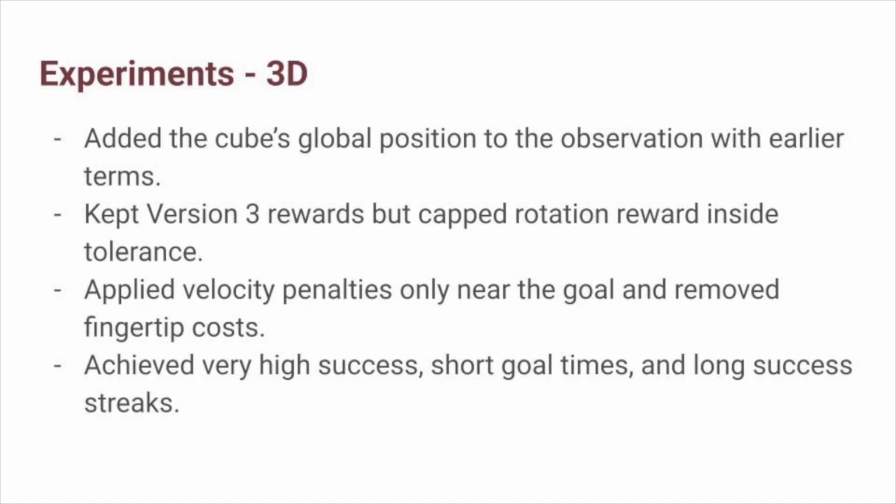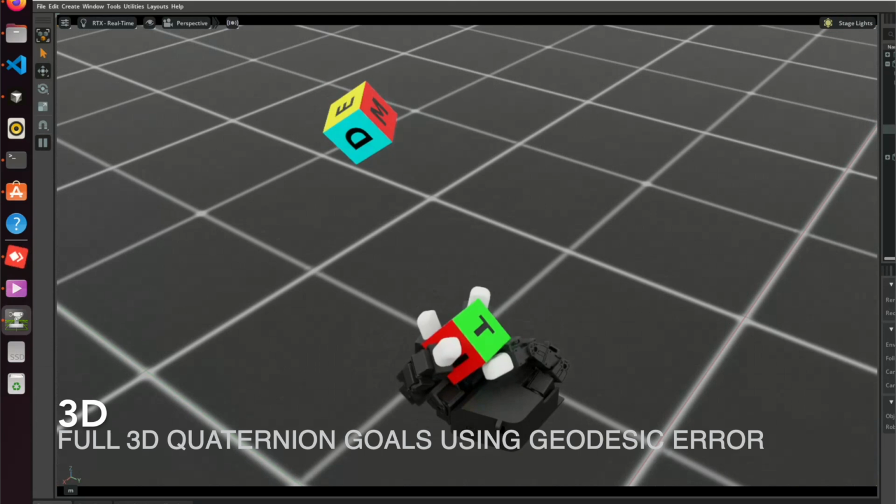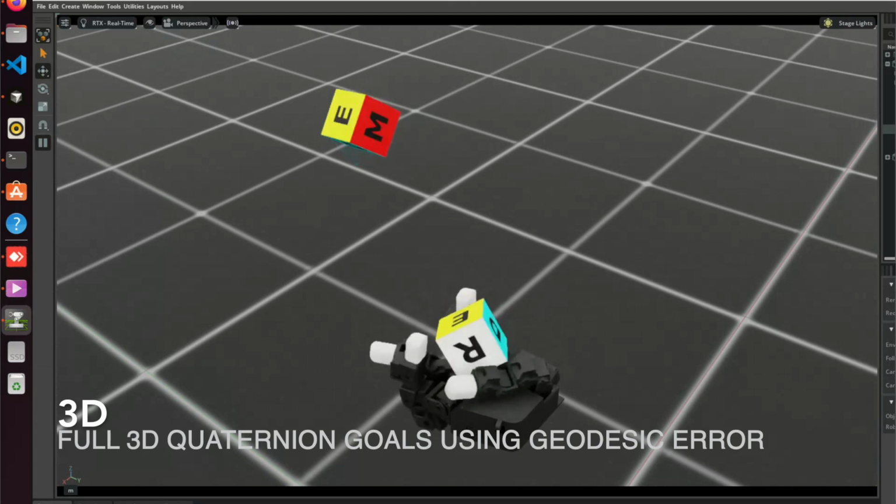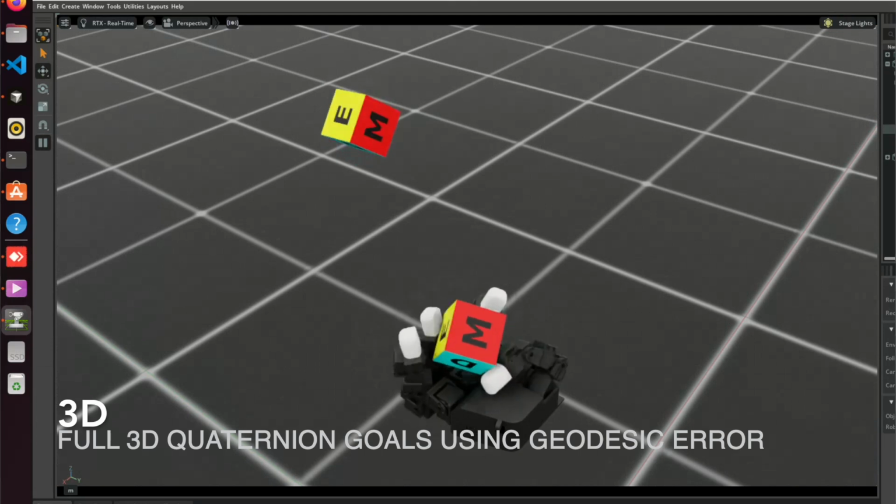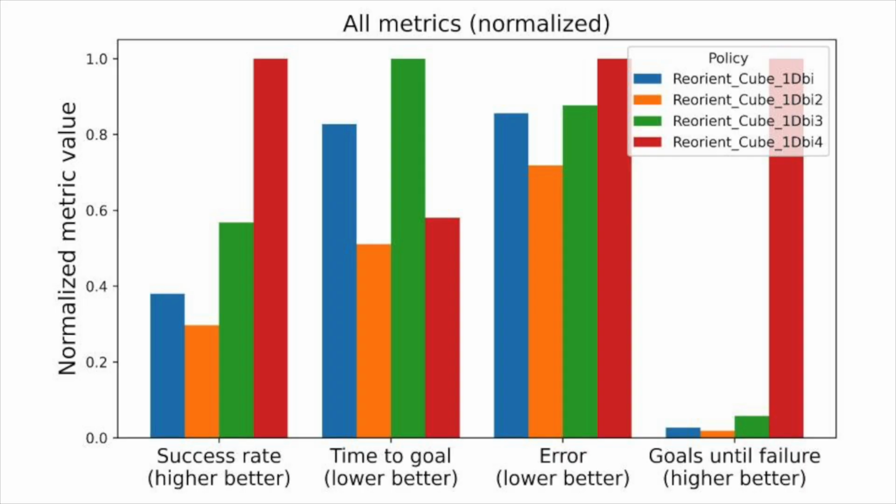Finally, we extended to full 3D reorientation by directly sampling a quaternion in SO(3), with angle error now based on the geodesic distance. Now, the policy can rotate the cube in any direction in space. Here are some plots summarizing our results. We see our fourth iteration of our 1D policy dominate most metrics, while versions 1 through 3 chronicle our journeys in finding trade-offs to multiple approaches, combining the best of them to make version 4.